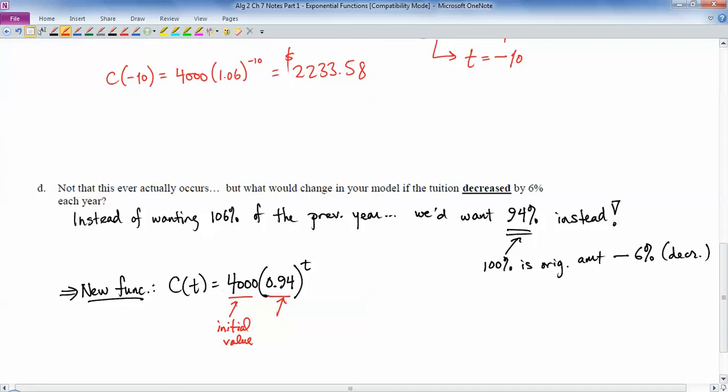So another term for that in math, when you decrease by a percent, it's called decay. So that's the decay factor. And the decrease is 6%, which you can get because you can think of it as 1 minus 0.06. It's the 100% minus the 6%. So that 6% is called the percent decrease.